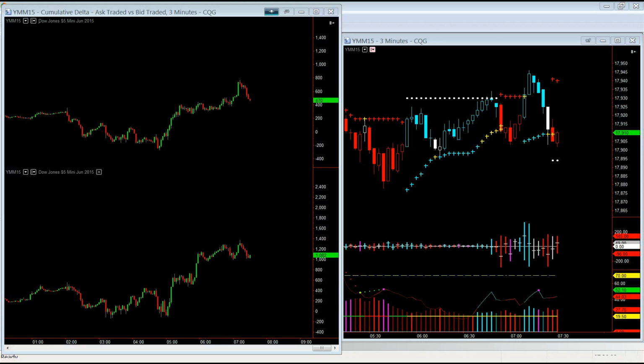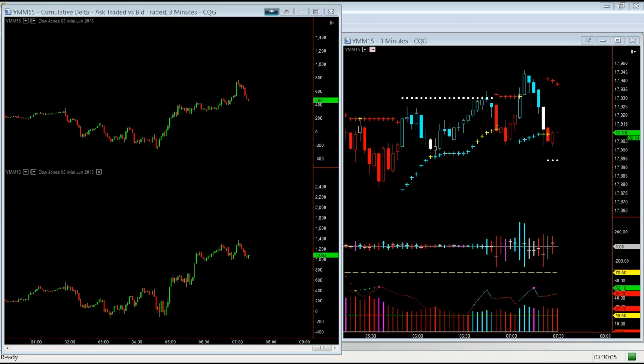Okay, I am recording this today, and we're not going to go into depth on cumulative delta, but I did want to show y'all something. We had a pretty significant downtrend during the London session. It was really gorgeous.